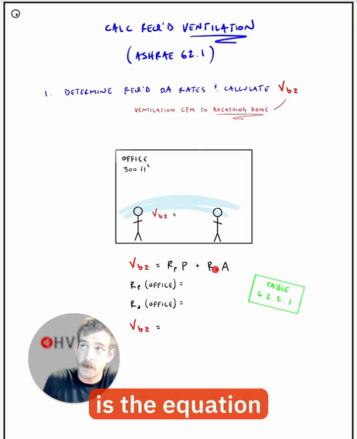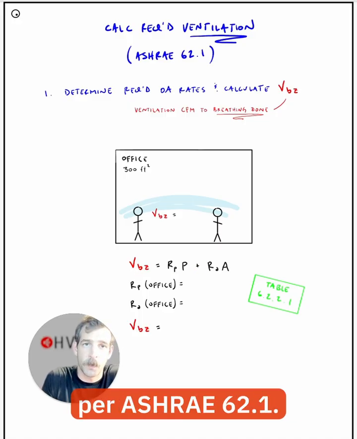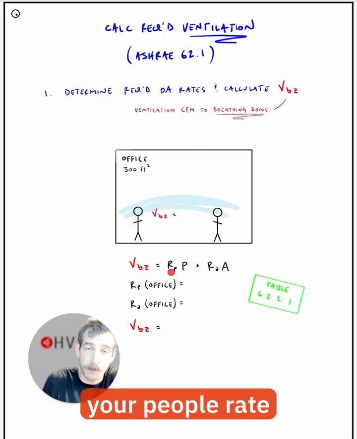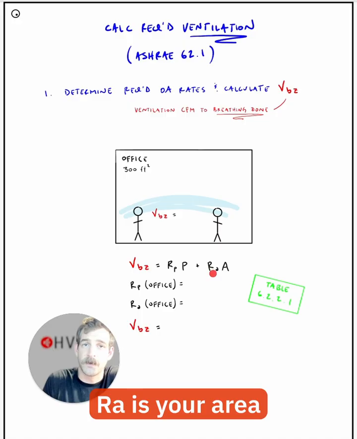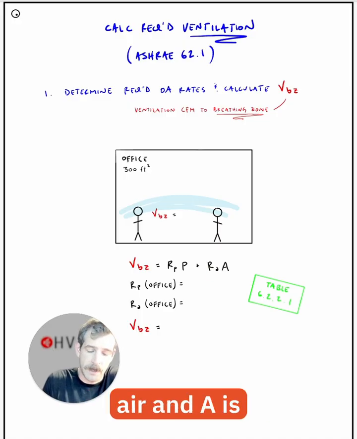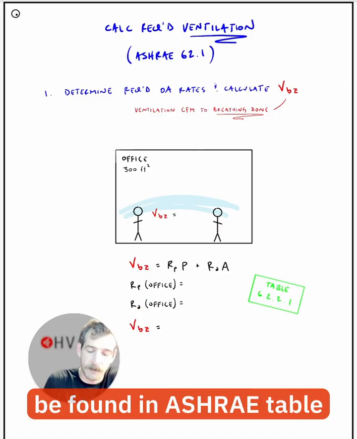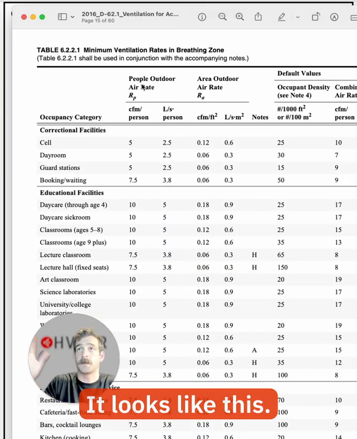This right here is the equation used to calculate VBZ per ASHRAE 62.1. Let's break down these variables. RP is your people rate for outdoor air, and P is the number of people. RA is your area rate for outdoor air, and A is the floor area of your space. RP and RA can be found in ASHRAE table 6.2.2.1. It looks like this.